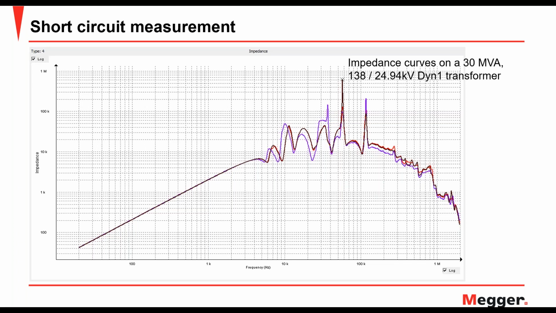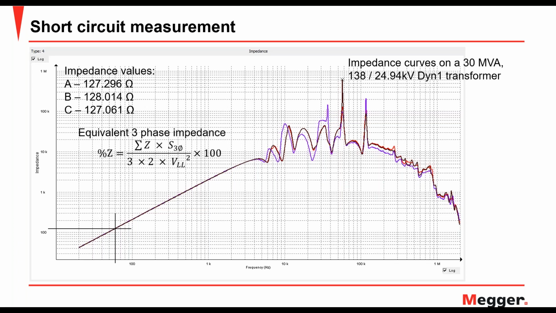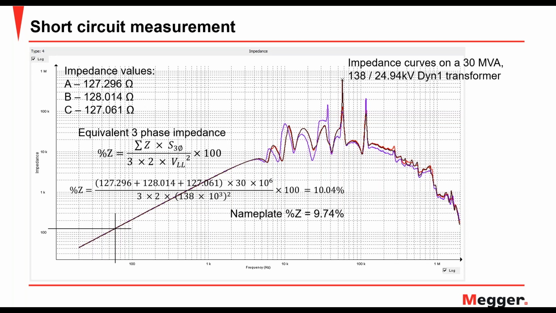Now let's determine what the 60 Hertz impedance values are. At 60 Hertz, the impedance values from the graph are determined to be 127, 128, 127 ohms. Now from these three values, we can calculate what the three-phase equivalent impedance would be. This is the formula that's used if the high voltage winding is a delta connected winding. Using this formula, we get the value of 10.04%. Now the nameplate value that was given on the transformer was 9.74%. So the two values, as you can see, are pretty close to each other.